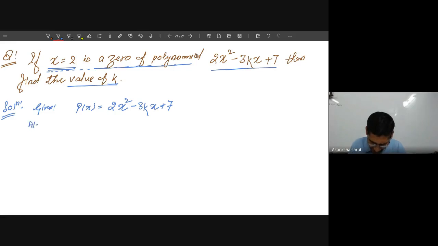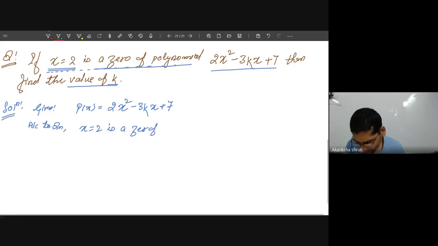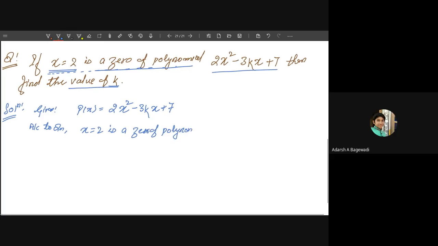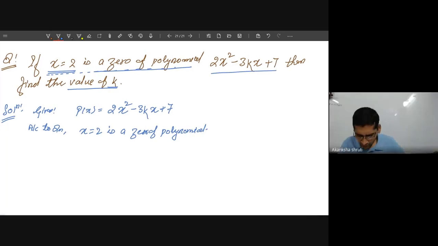So according to the question, x equals 2 is a zero of the polynomial. Student, k equal to 5 by 2? Just wait.